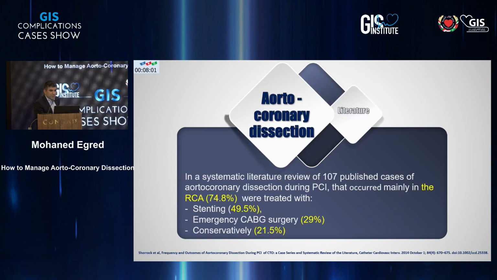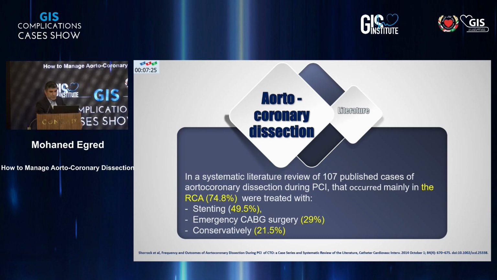So there was a literature review of about 107 published cases of aorto-coronary dissection. And 75%, three-quarters of them, happen in the right coronary artery. I've done this many times, and I haven't seen a dissection in the left, at least not when my hands were involved. I have had many in the right coronary artery. Whether this is because of the anatomy, I don't know, and often the ones I've seen were mostly during CTO, but it can still happen anytime.